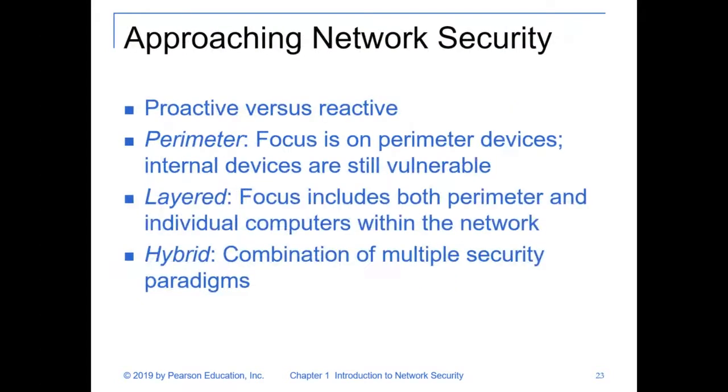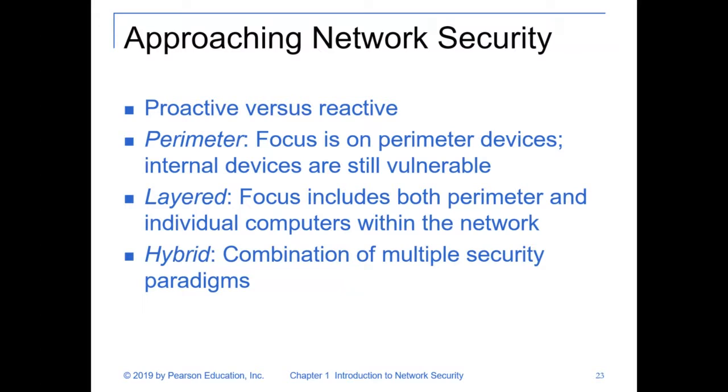So when we approach network security, we can be proactive versus reactive. Thinking of this, the perimeter approach to security is focused on the perimeter devices. Internal devices are still vulnerable. Such devices include firewalls, proxy servers, and password policies. Now, that leaves the inside vulnerable, but the outside is more secure.